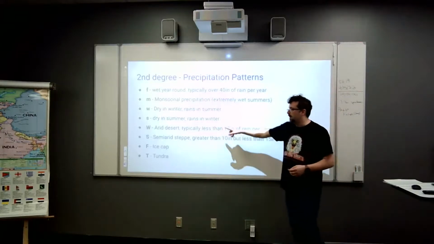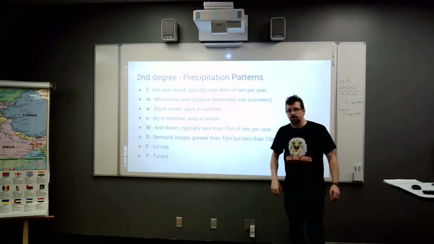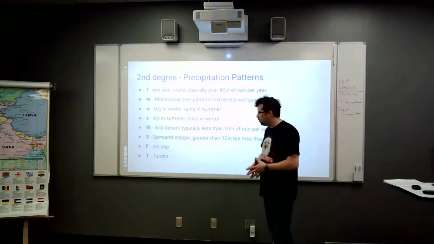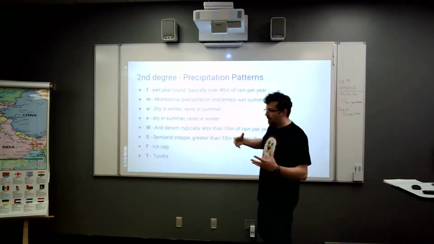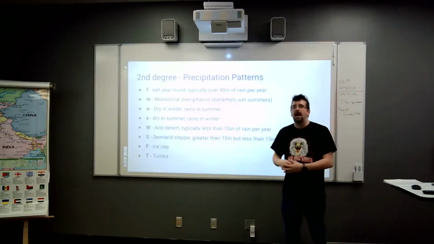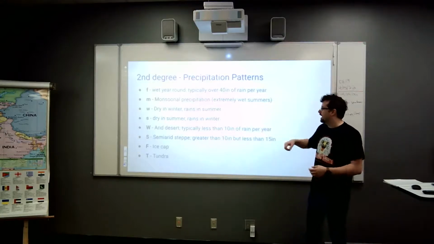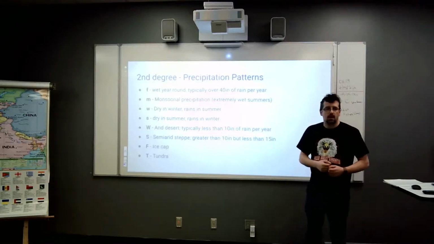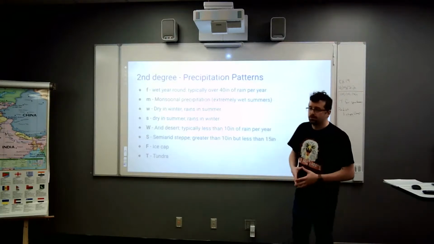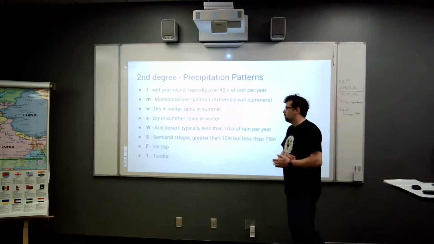Then we get into the uppercase letters. Arid desert. So this is like the Sahara, the Gobi. Areas around the world where evaporation, the amount of water taken from the environment, exceeds what is given back. So then we have the semi-arid steppe. So greater than 10 inches, but less than 15 inches. This encompasses a good portion of Africa and some parts of the equatorial regions and islands around the oceanic area.